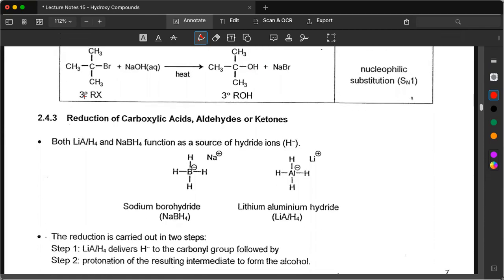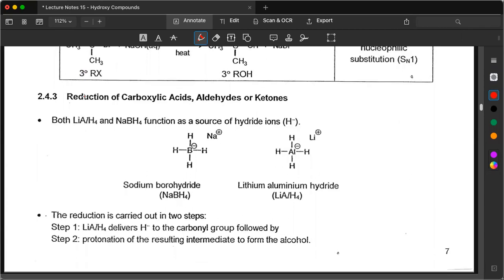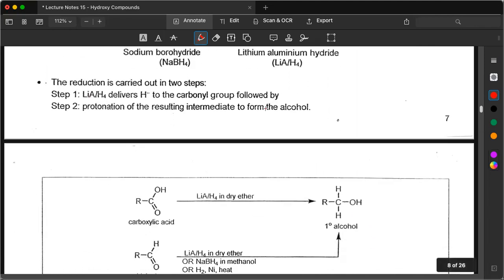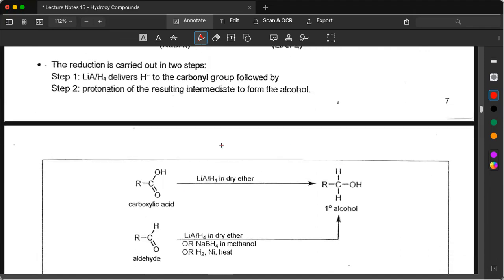Now, other methods include reduction of carboxylic acid, aldehyde, or ketones. We can use lithium aluminum hydride or sodium borohydride to provide hydride ions in the reaction. The reaction is carried out in two steps. Number one, lithium aluminum hydride delivers H minus, hydride is H minus, not H plus, to the carbonyl group. And then there is protonation of the resulting intermediate to form the alcohol.